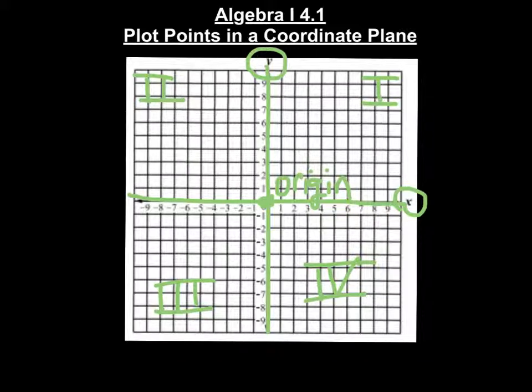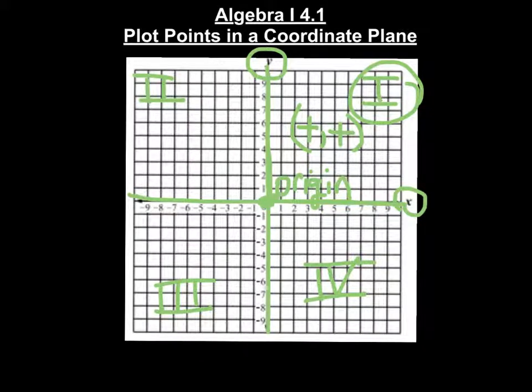In quadrant 1, from the origin, if you go to the right, that x value is positive, so you will have a positive x value from your ordered pair, and your y value is going up, so it is also positive. So the ordered pair that you will have is a positive, positive.